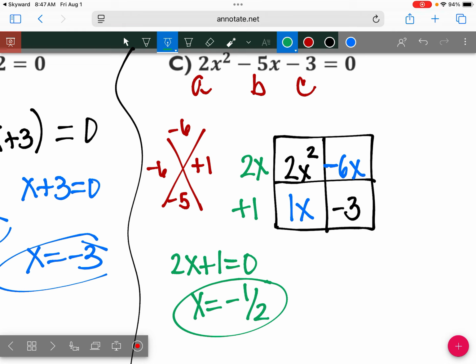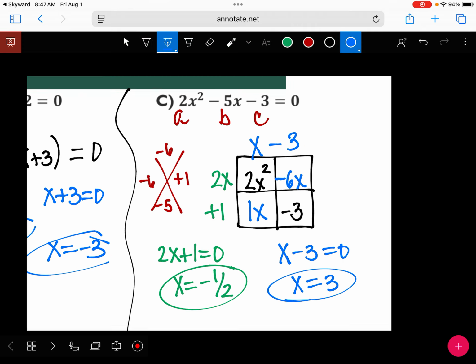Now if I look at my columns though, the first column, I could take out an X, and the GCF of my second column would be what? What can I take out of 6 and 3? What's the largest number that I can divide 6 and 3 by? 3, yeah. But it has to be a negative 3 because it's touching a negative 3. So then X equals 3 would be my second.